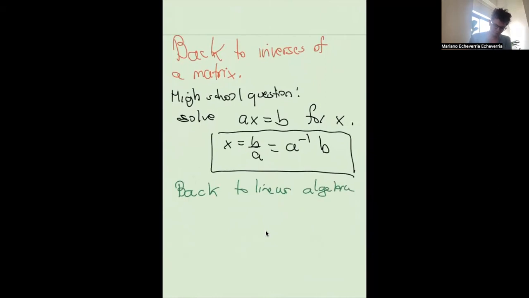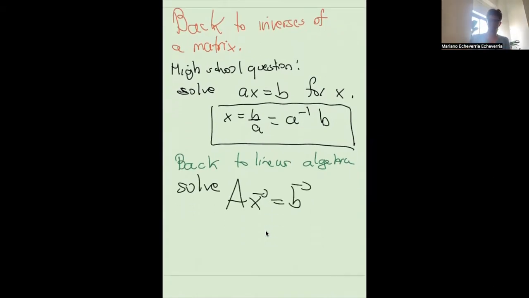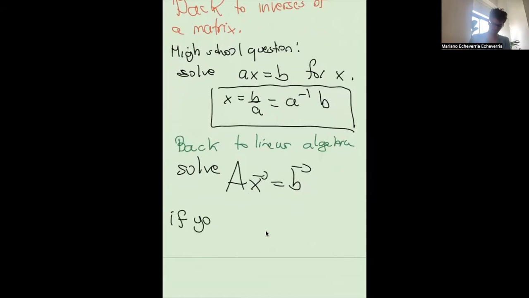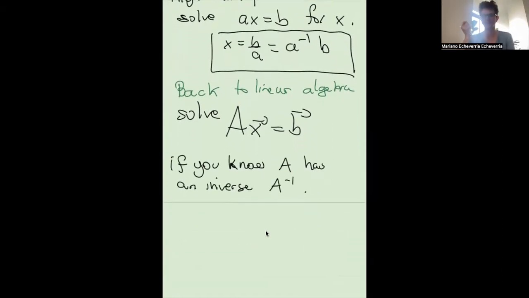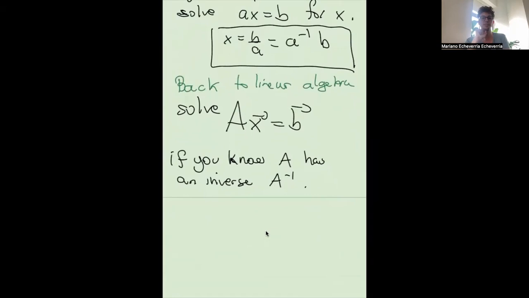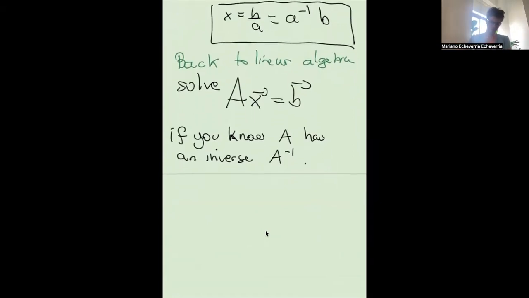How would you solve AX equals B if you know A has an inverse? A has an inverse. Well, let's take this equation. I'm going to apply the same idea. I'm just going to write a little bit more steps. So you start with this equation.